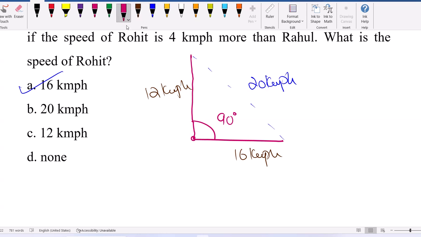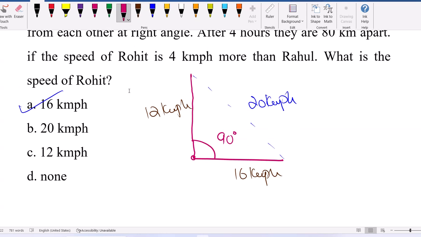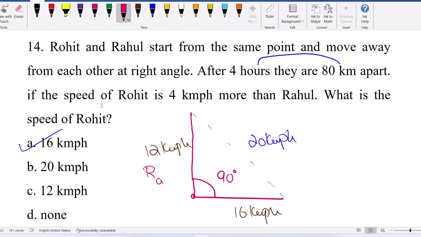Okay, one is 12, one is 16. Who is 12, who is 16? Rohit is 4 more than Rahul. So Rohit will be 16. Rahul will be 12. Rohit 16, Rahul 12. Right. So option A, 16, is the answer. Time and distance. But this type of excellent question, right angle, you rarely find in any textbook.